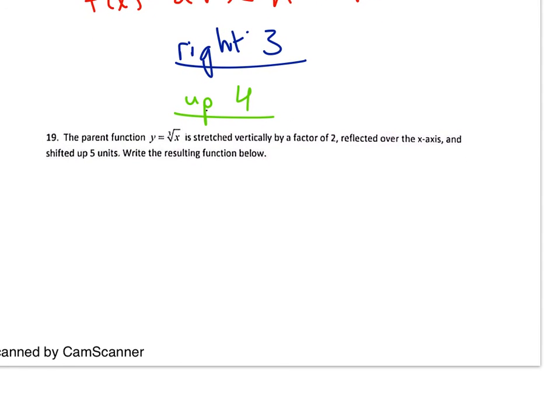Number 19, parent function, y equals the cube root of x. Now this graph looks a little bit different than our square root because we've got this curvy little s here, and it goes right through the middle, my origin. It says stretch vertically by a factor of 2.